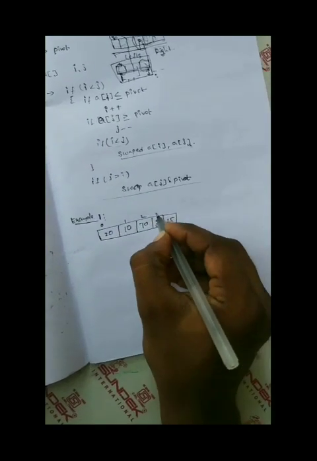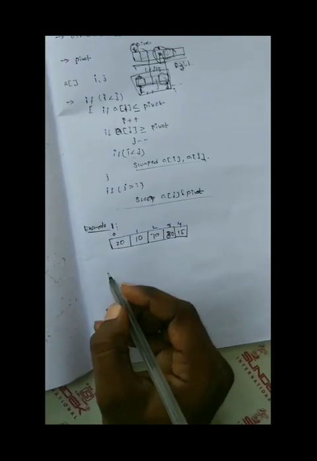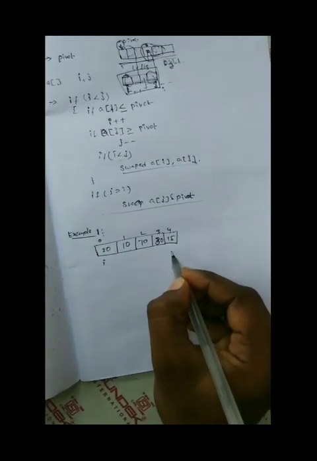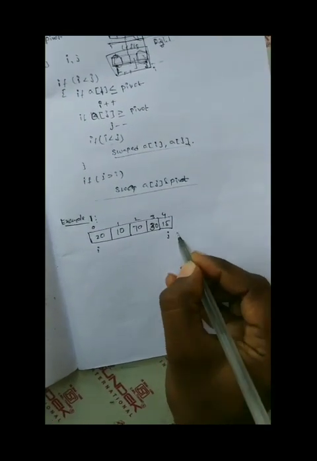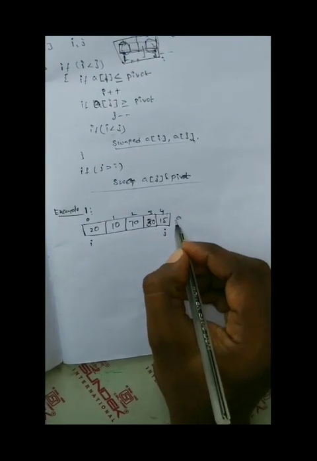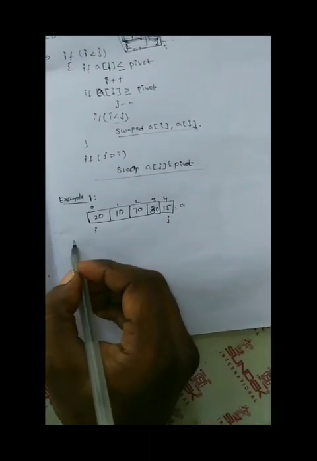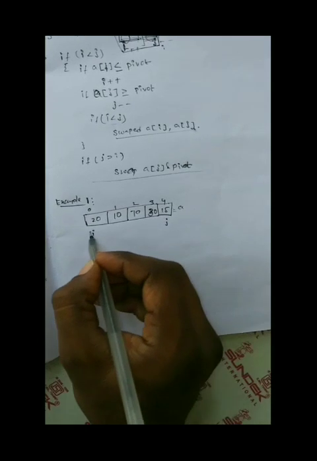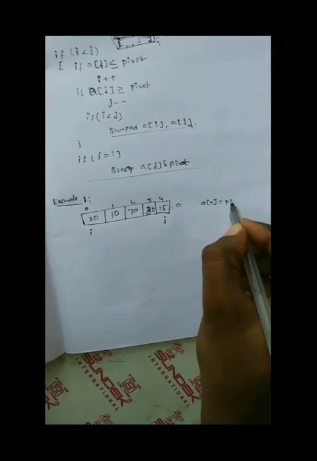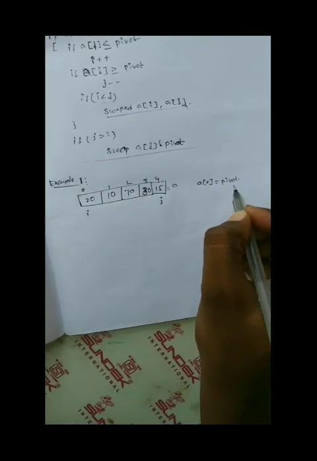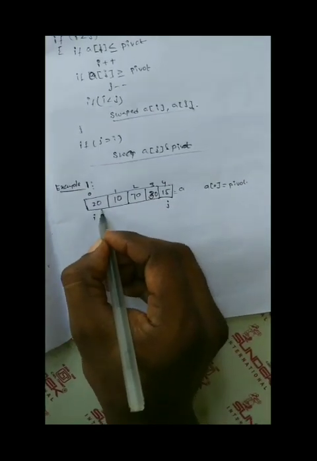And index positions, now indicated with I and j. So this array is A, and we need to take the pivot element. The pivot element is A of 0. So initially, we take the first element as the pivot element. So that is the pivot element.